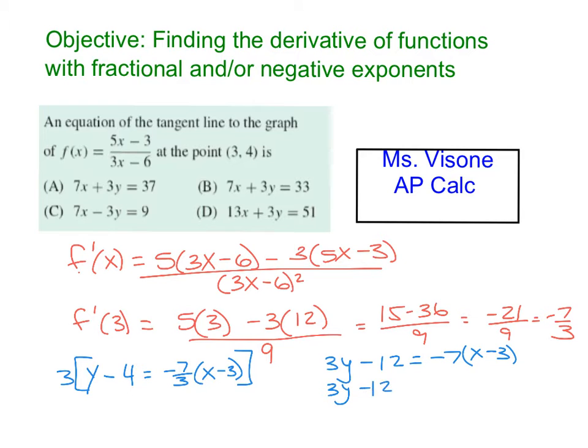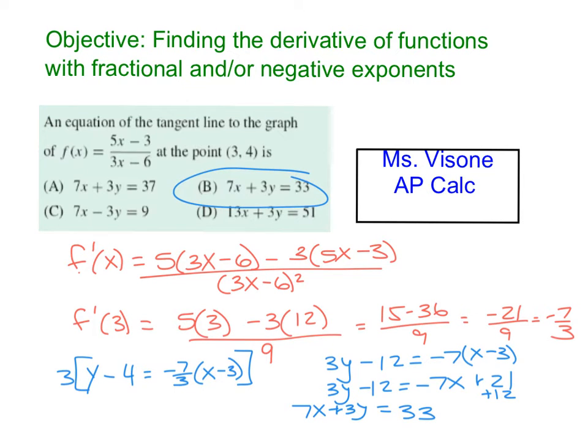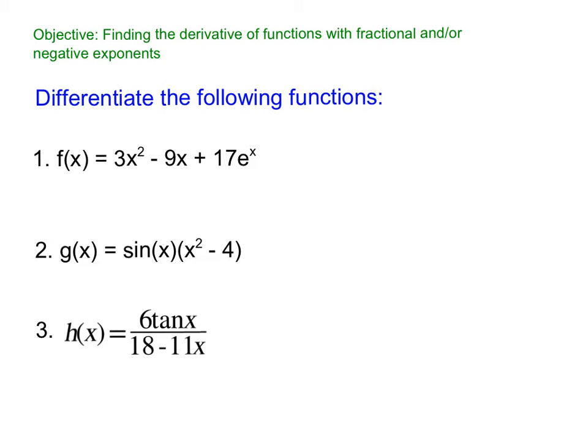3y minus 12 equals negative 7x plus 21. 7x has to come over here. And then the 12 over here gives me 33. So 7x plus 3y is 33, which is B. Not hard, kind of annoying, especially this would not be a calculator problem. You do have to do all that in your head. Okay.